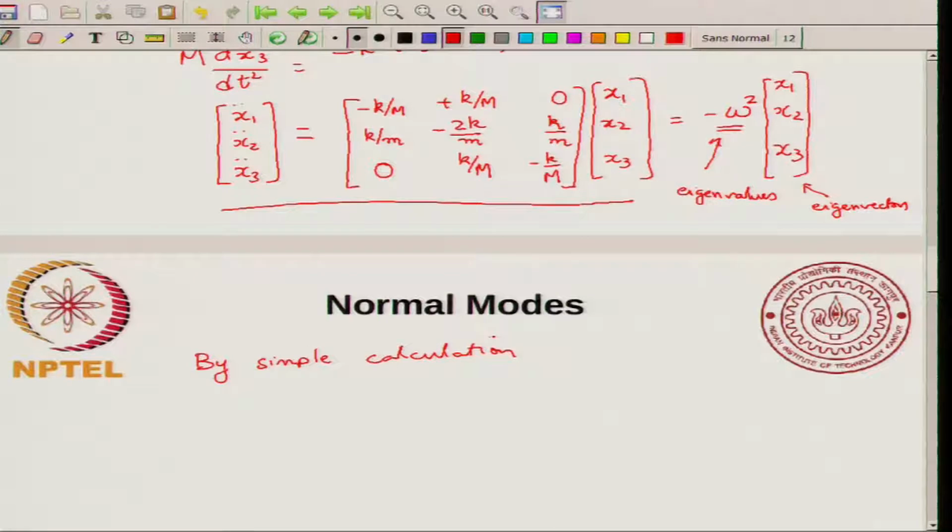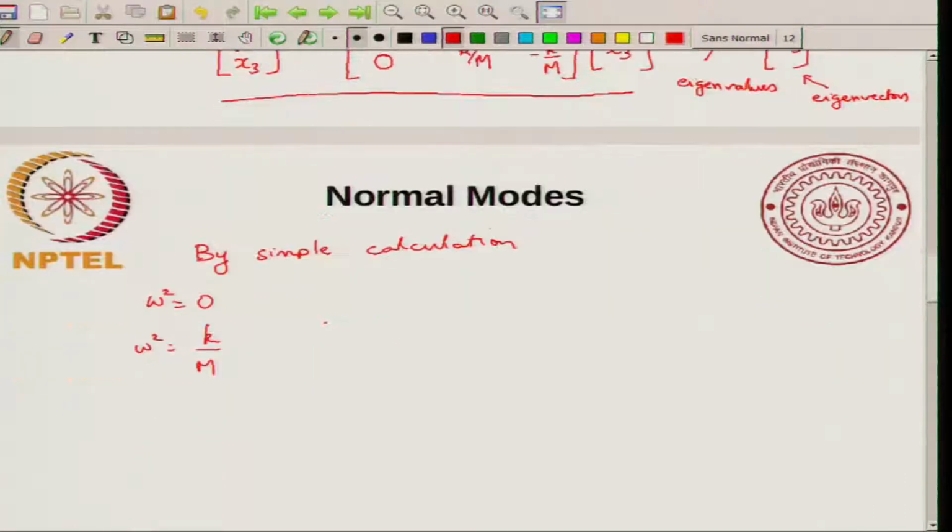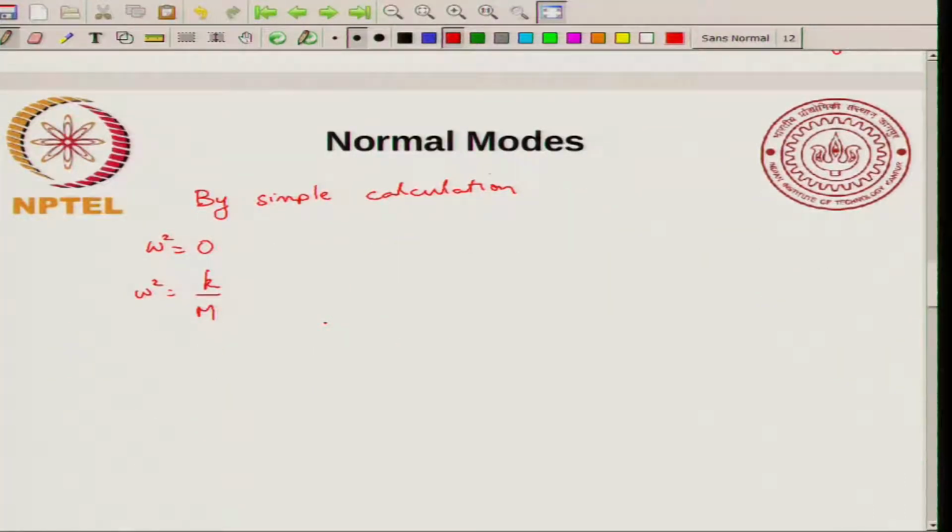I will not do this in detail, but by simple calculation we can get 3 eigenvalues. The 3 eigenvalues are omega square equal to 0, omega square equal to k by m, and the third eigenvalue that you will get is omega square equal to k by m plus 2k by m. So these are the 3 eigenvalues you will get, and the corresponding eigenvectors.